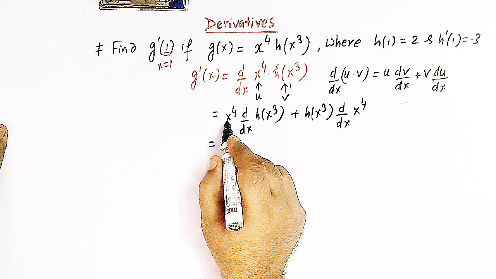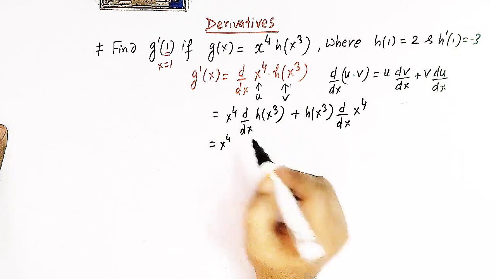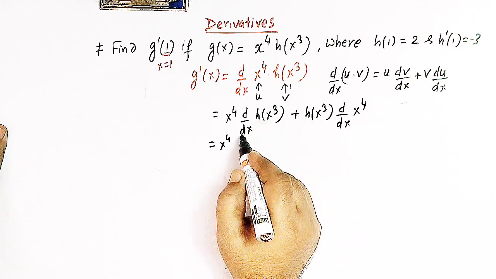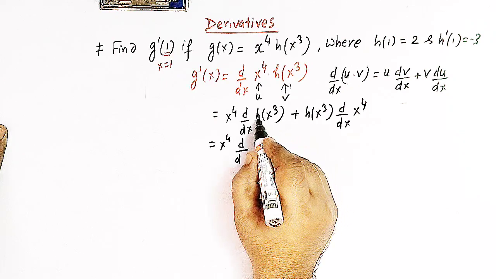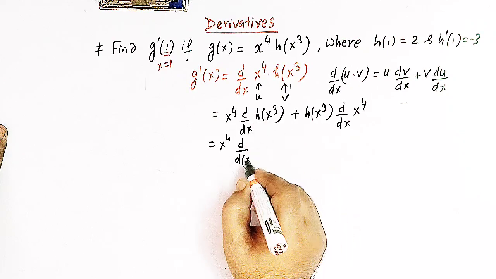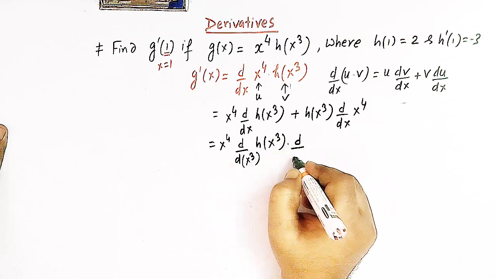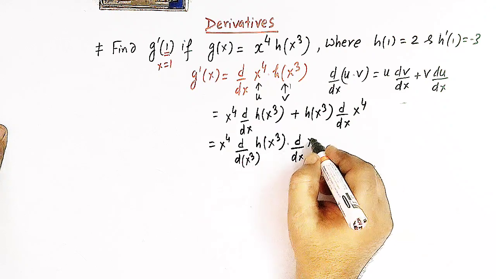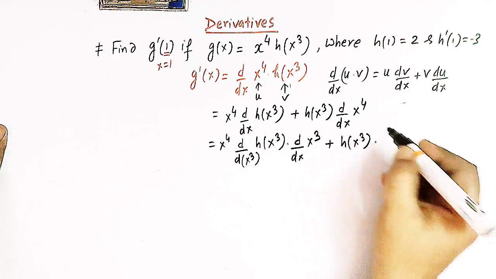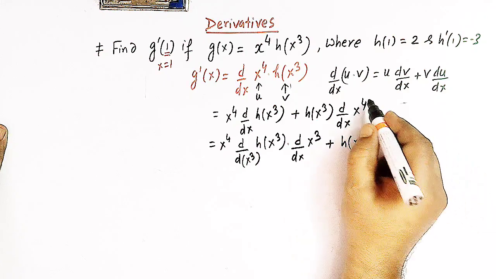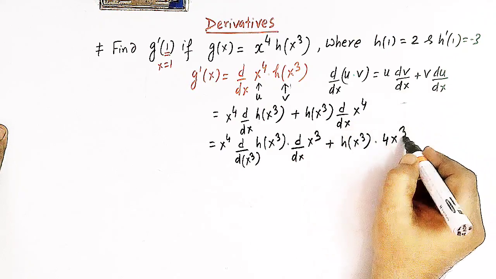Now we have x raised to 4, and here we have to differentiate h of x cube with respect to x. For this we can make use of the chain rule. We first differentiate h of x cube with respect to x cube, and here we write h prime of x cube, and then by chain rule we differentiate x cube with respect to x. Then we have h of x cube, and here x raised to 4 is to be differentiated with respect to x, and the derivative is 4x cube.